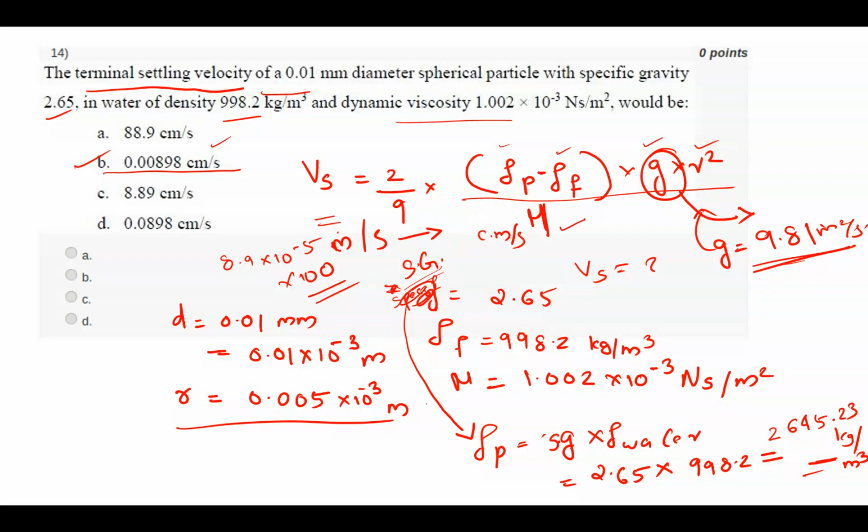Sorry, I didn't hear which one. I can't hear some. I think some network problem is there. Can you repeat once more? Hello. Which one? Terminal settling velocity. Yeah, terminal settling velocity only we have calculated. Yes.